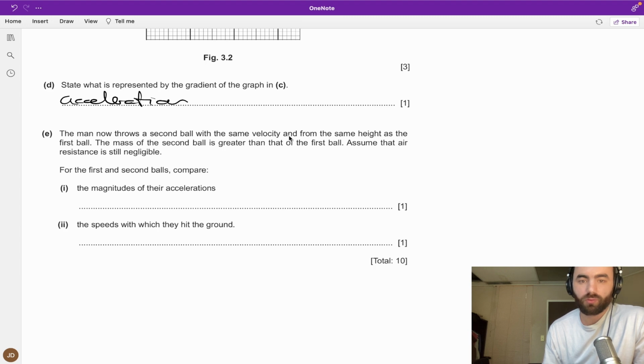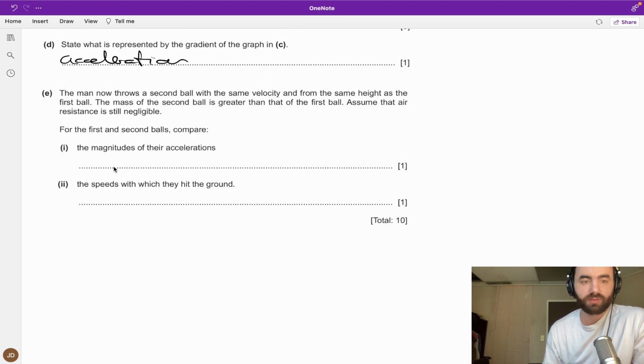The man throws the ball, second ball, same velocity, same height as first ball. The mass of the second ball is greater than the first ball. Assume negligible air resistance. Okay, so we have the same thing happening, but just with a larger mass. So how do the first and second ball compare to the magnitude of their accelerations? Well, these would be the same.